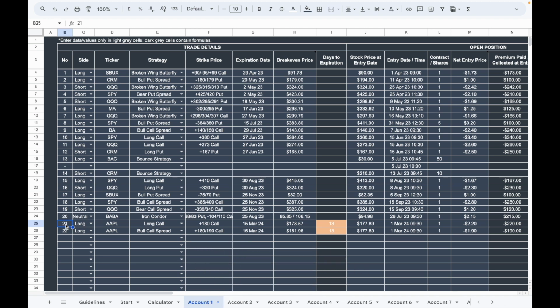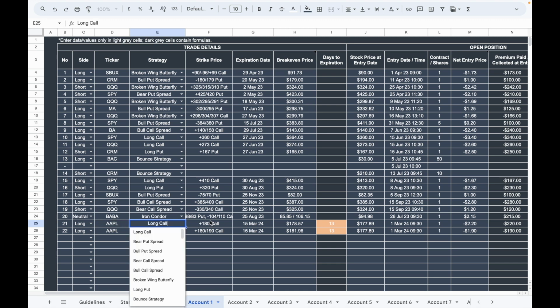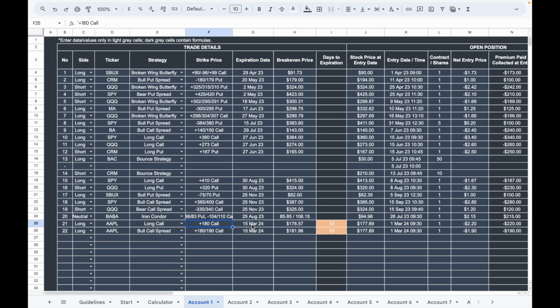First, you need to enter the trade number, then select the trade direction from the drop-down list, input the ticker of the stock that you are trading, select the strategy from the drop-down list, input the strike price of the option trade, and also input the expiration date of the option trade. Input the break-even price of the option trade. You can find the break-even price from your brokerage platform.